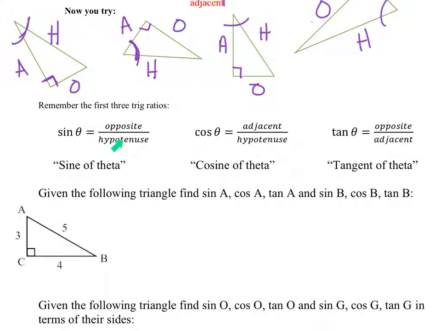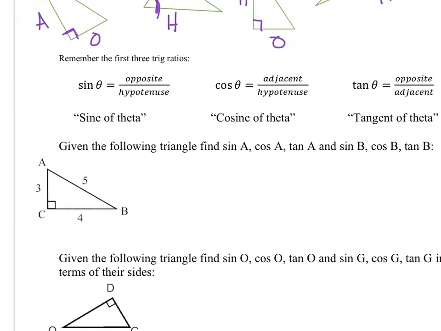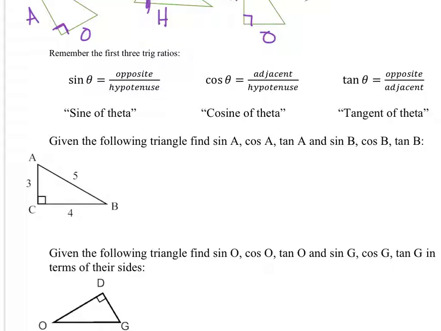Sine is opposite over hypotenuse. So the sine would be this one over this one. Cosine is adjacent over hypotenuse, and tangent is opposite over adjacent. So looking down here, if I want to find the sine of A, cosine of A, tangent of A, I'm looking at this angle.